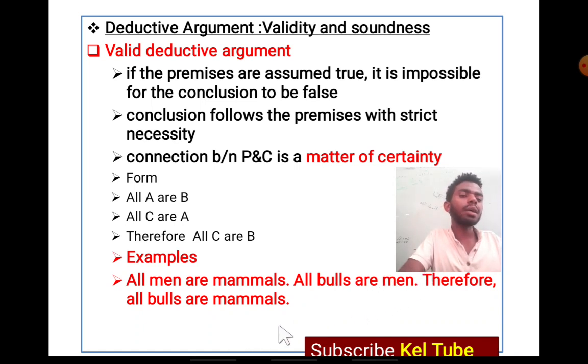Therefore, all bulls are mammals, because it is impossible for bulls to be not mammals, given that all bulls are men.